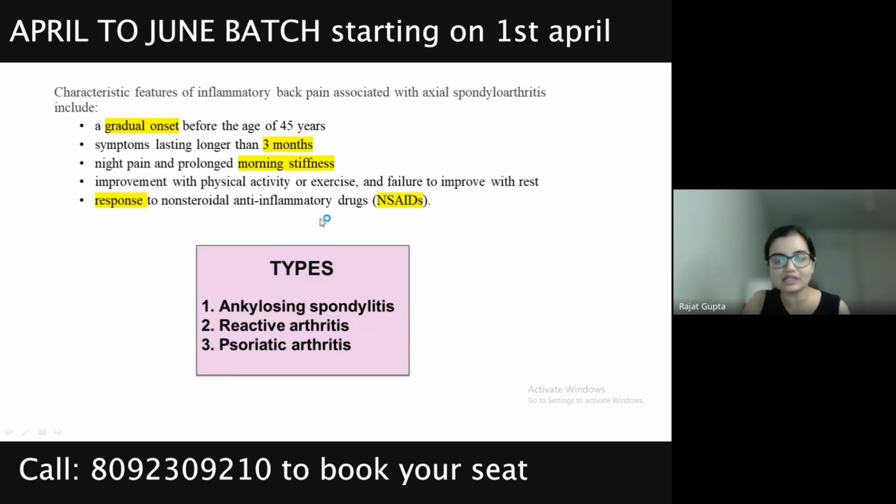So these are the 3 types of spondyloarthropathies that we're going to talk about: AS, then reactive arthritis, and psoriatic arthritis. There's a 4th one as well, which is not really tested on AMC 1. It's mostly IBD-related arthritis, so I'm not going to talk about that. It's not required for this exam as such.